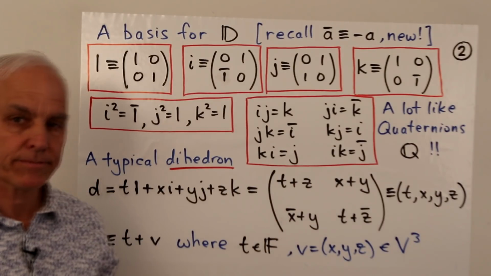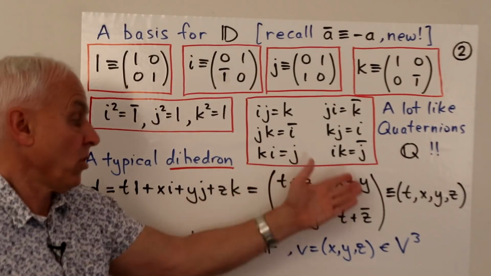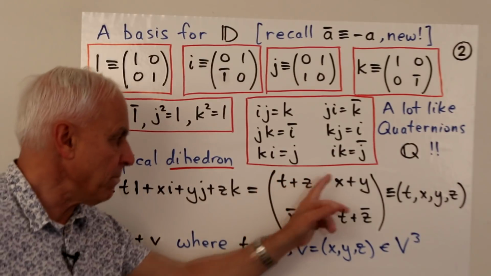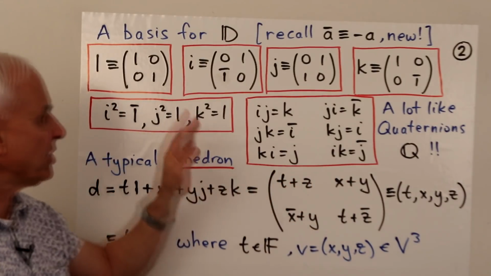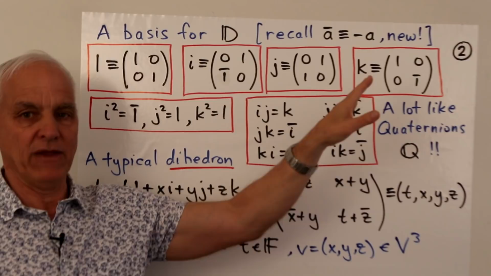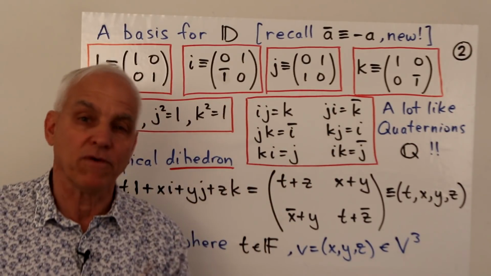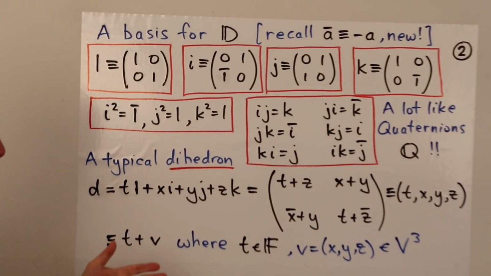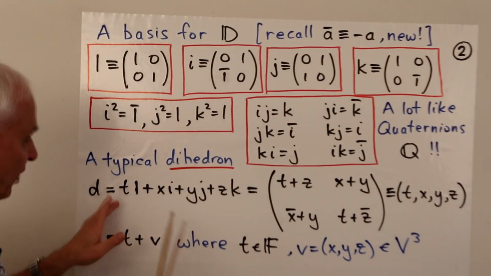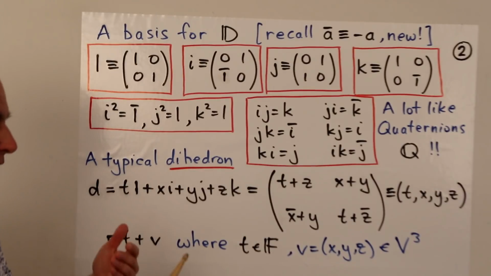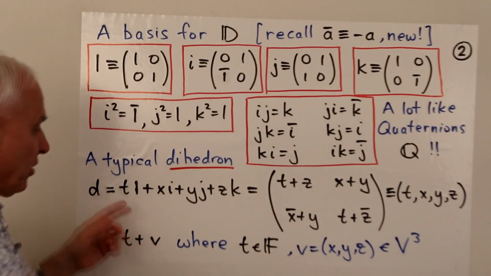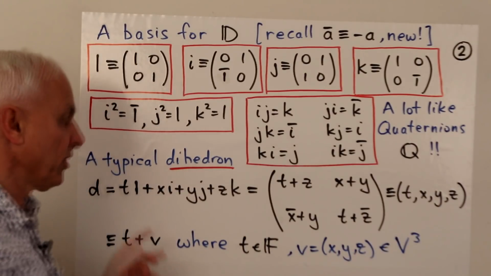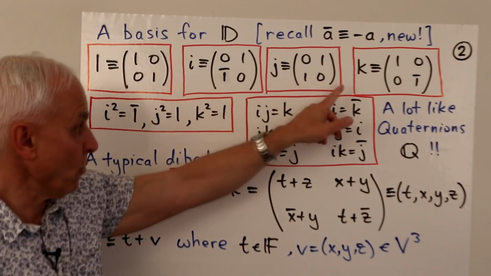So this is a typical dihedron, not written in the form A, B, C, D, but rather with respect to this particular basis, which is particularly important for this discussion. Now, sometimes it's convenient to just shorten this. Instead of writing it out as a combination, we just write it out as a 4-vector with the coefficients t, x, y, and z, with respect to the basis ordered this way.